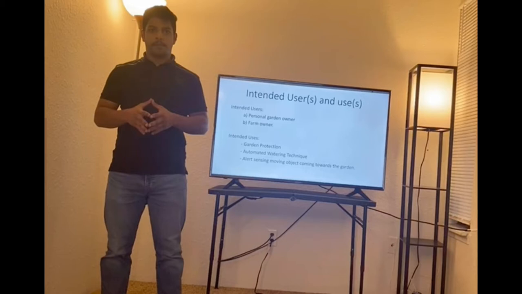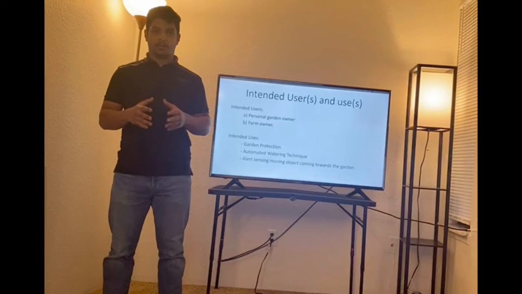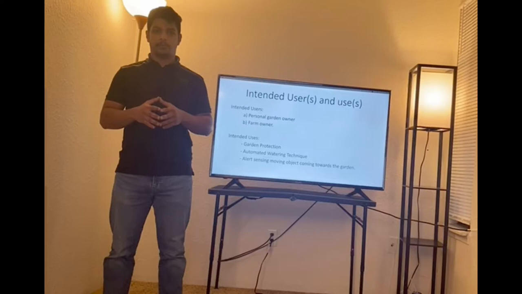The primary user for our device will be personal garden owners, and the secondary user for our device will be farm owners. Intended uses for our device are garden protection, automatic watering, and giving a warning by sensing moving objects. Now moving to the next slide.